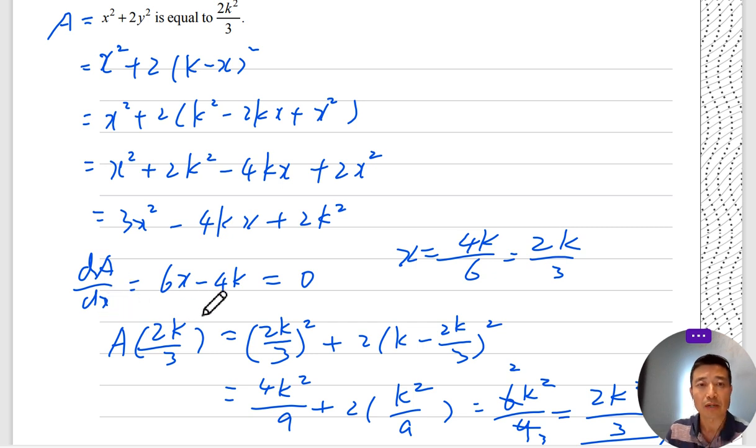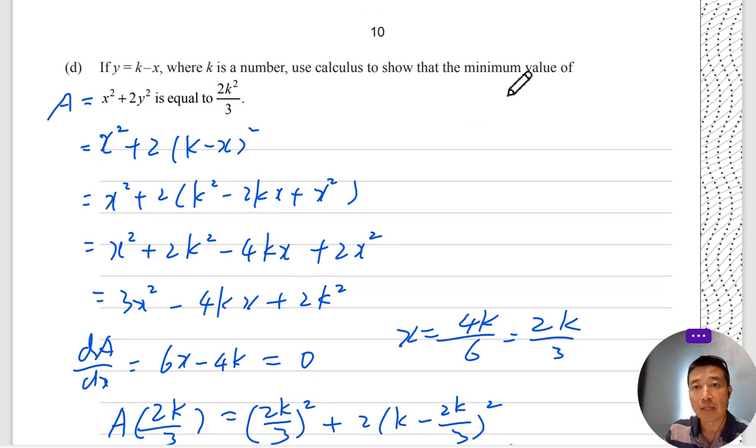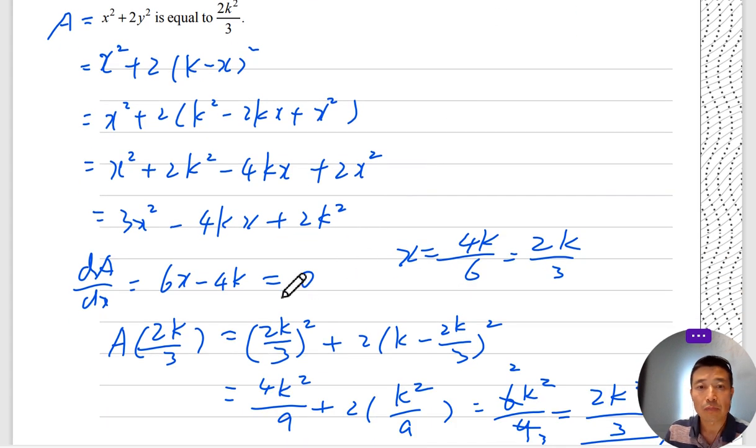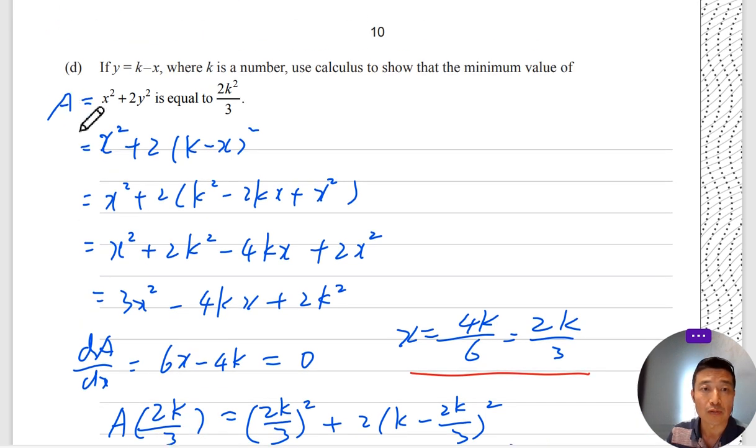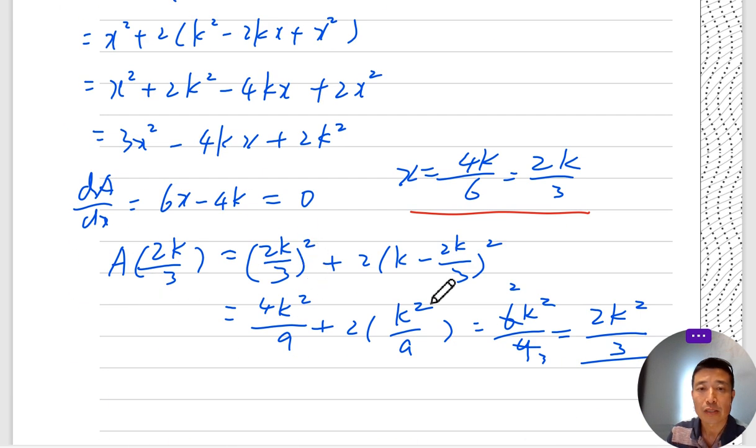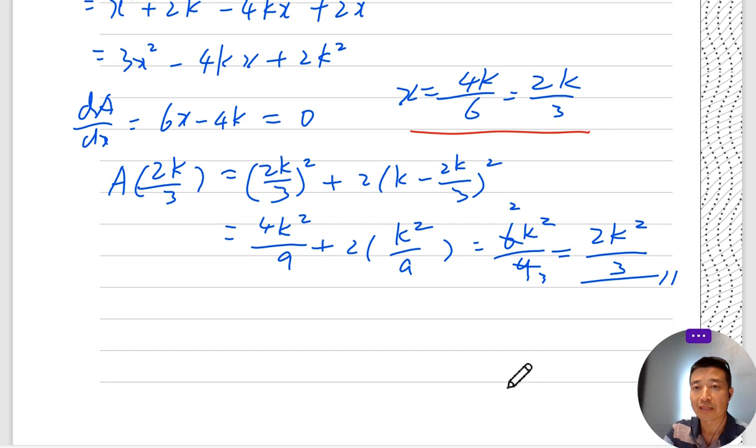So dA/dx becomes 6x minus 4k, and it says minimum value. So because it's a turning point, it should be equal to 0, right? So that way, I find out what x is when the minimum value happens. So when x is 2k over 3, we have to find the y value. So obviously, we have to plug 2k over 3 into the original function A. So then you will find 2k squared over 3.